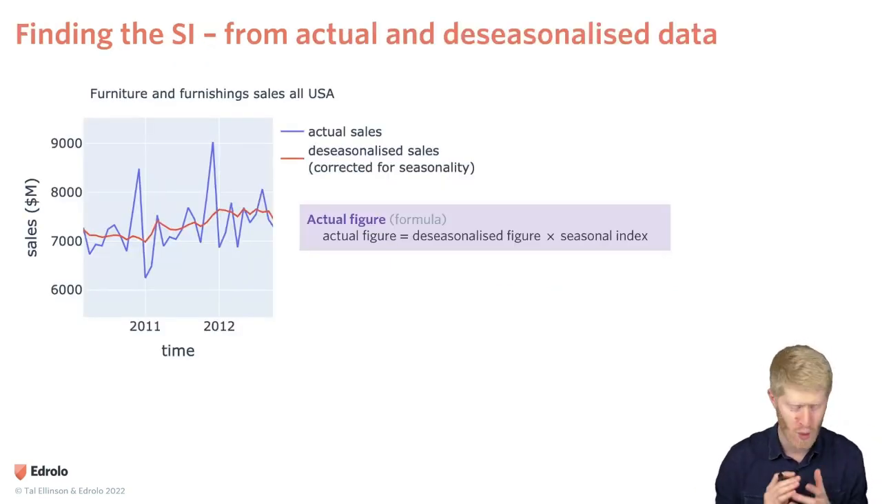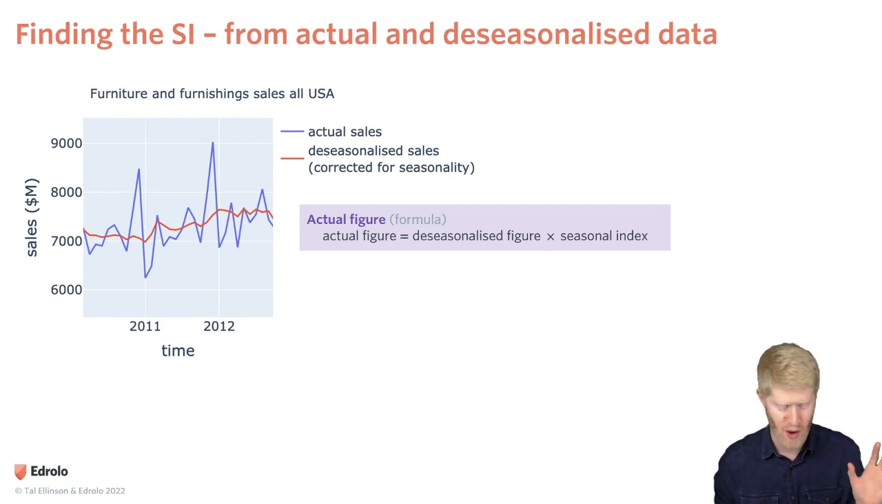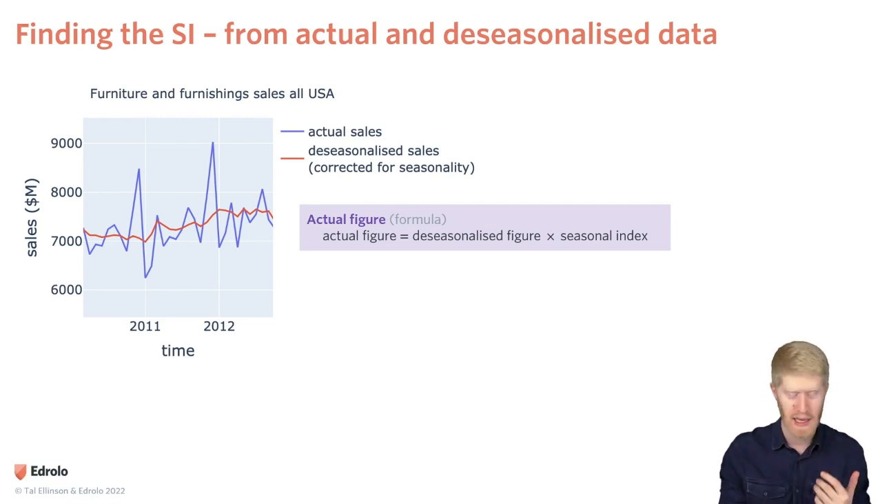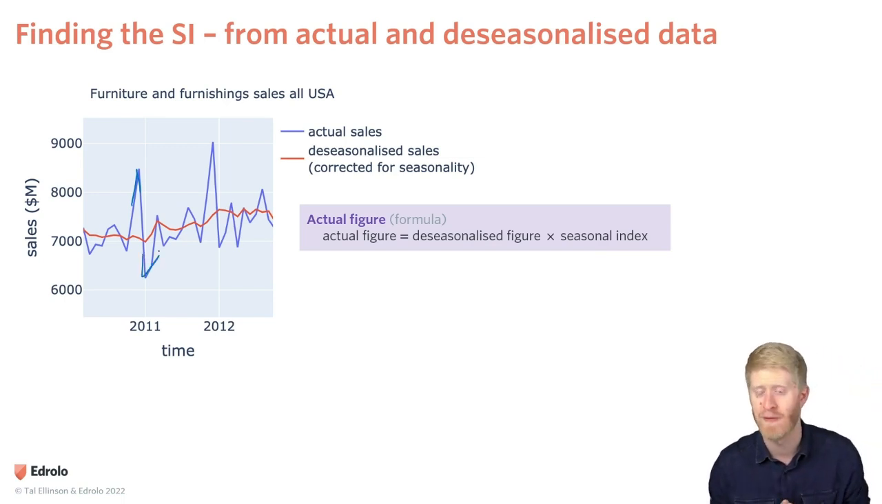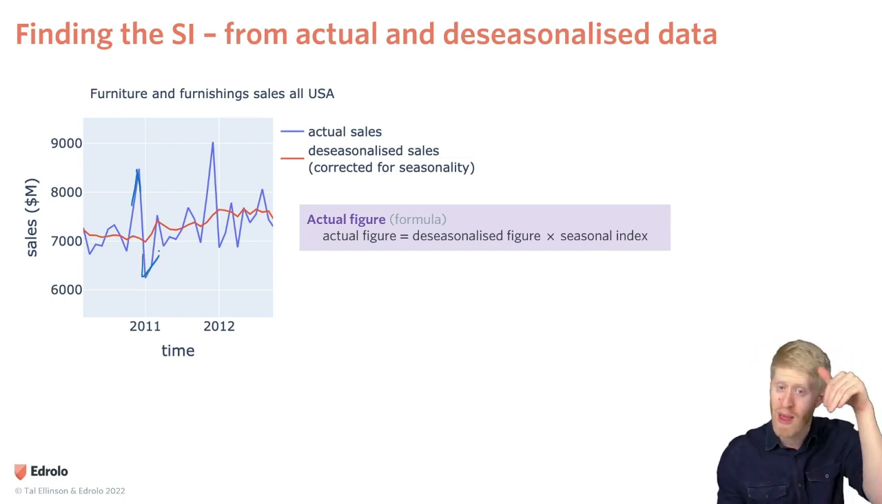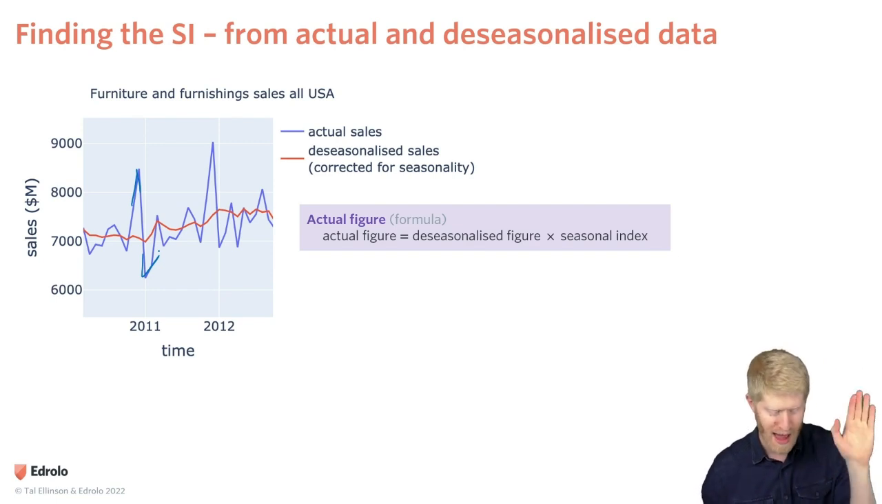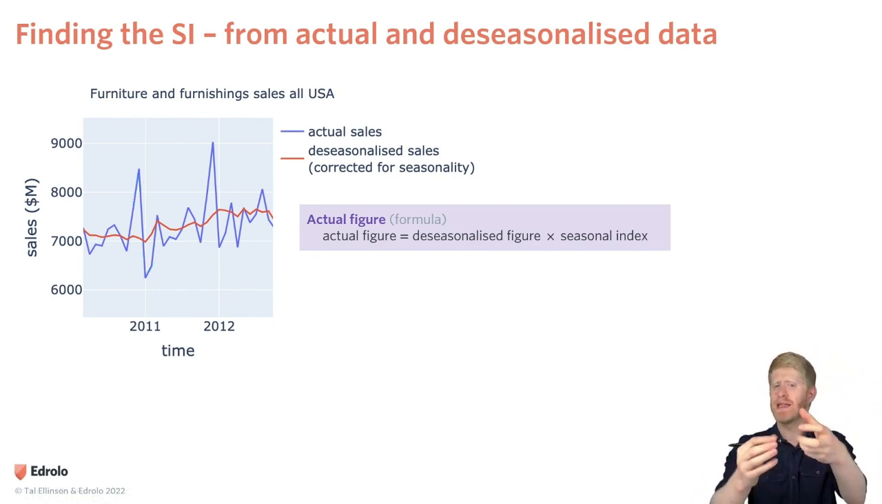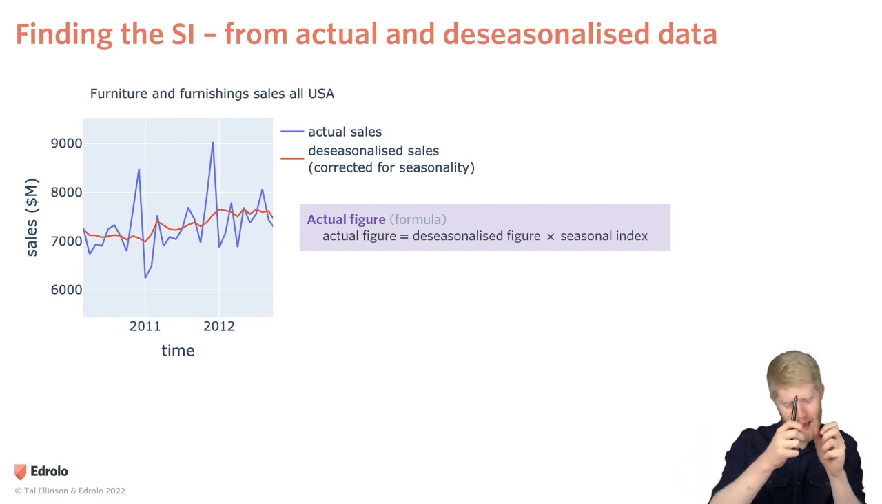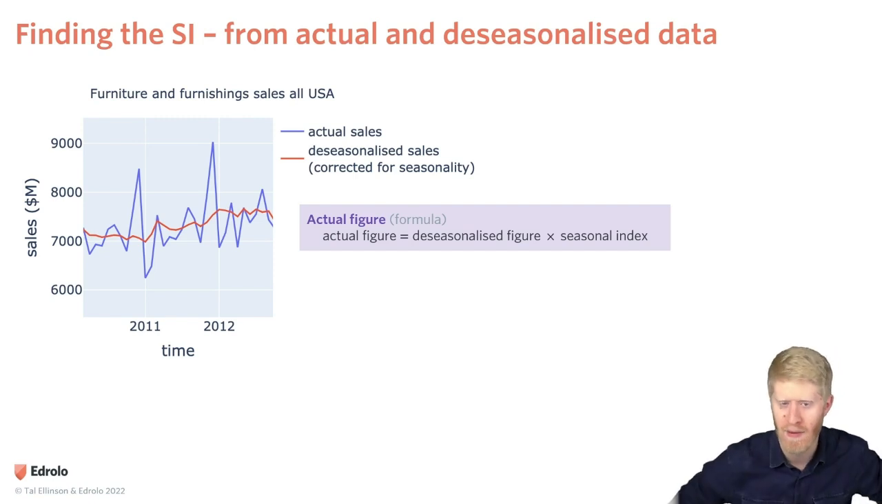So just as a reminder, we had this wonderful data set of furniture and furnishing sales in the US over time. And we saw it was seasonal. In the summer, we sell more, and then in the season immediately following, we sell less. And that pattern is repeated year in and year out. The blue is our actual data, and the red is our deseasonalized data. It's kind of like what's happening on average if we take this seasonality out of the equation.